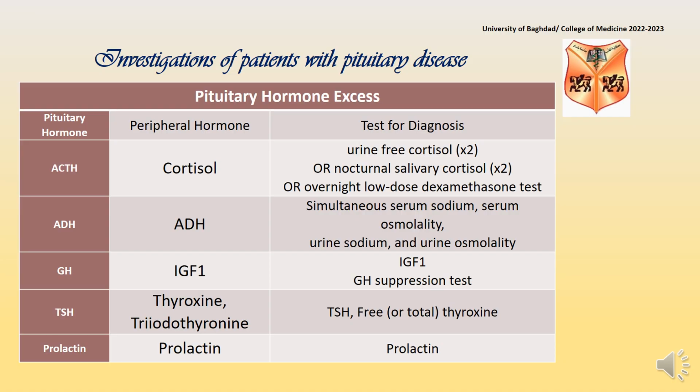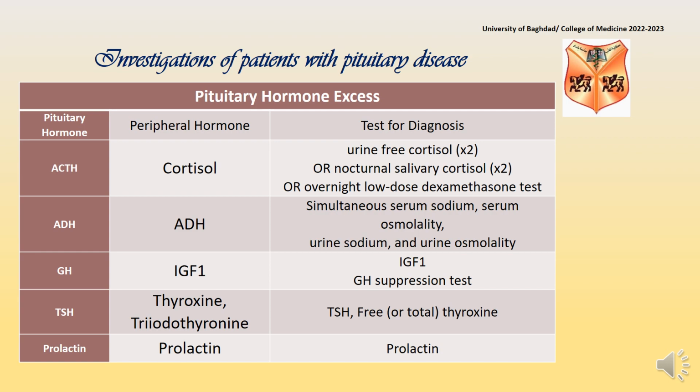The peripheral hormone for the ACTH, or the mirror for the action of ACTH, is serum cortisol. The test for diagnosis: we cannot use the basal cortisol for diagnosis, so we use urine free cortisol twice, or nocturnal salivary cortisol twice, or the overnight low-dose dexamethasone suppression test.